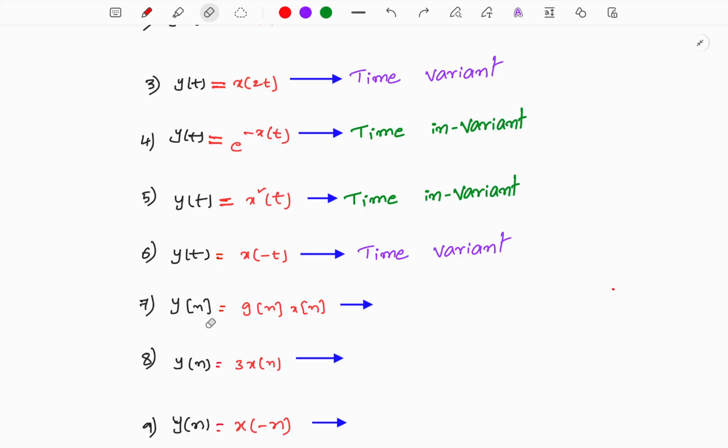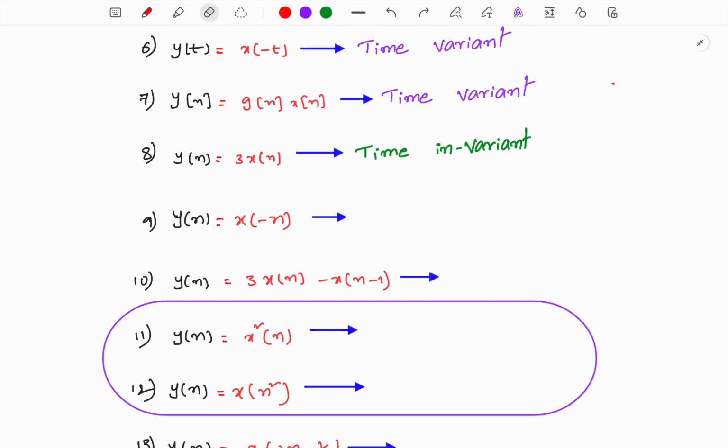Seventh, from this seventh example we are seeing discrete systems. Y of n is equal to g of n into x of n. This is a time variant system. Next, y of n is equal to 3 into x of n. This is a time invariant system. Next, ninth, y of n is equal to x of minus n. This is a time variant system. Next, 10th, y of n is equal to 3 into x of n minus x of n minus 1. This is a time invariant system.